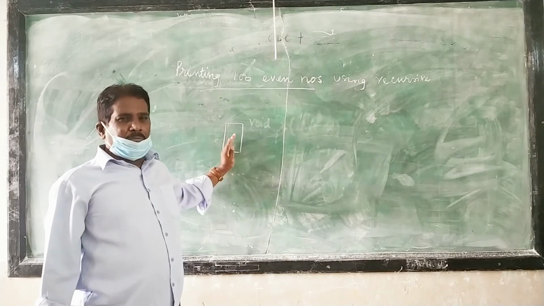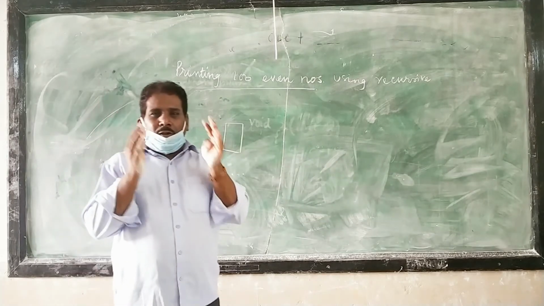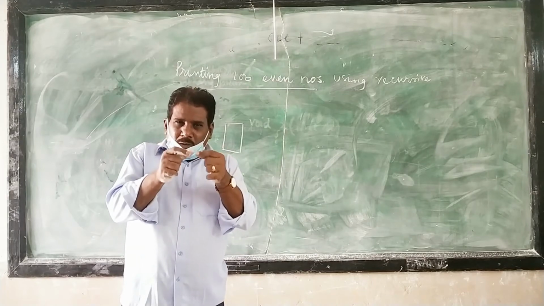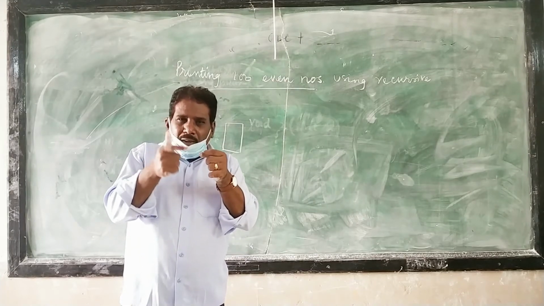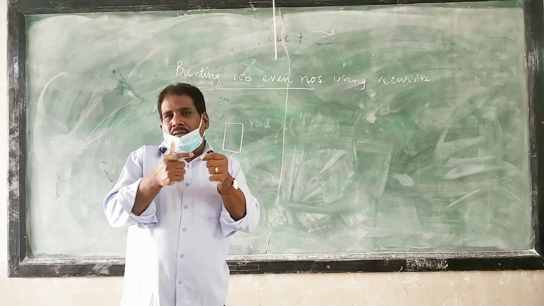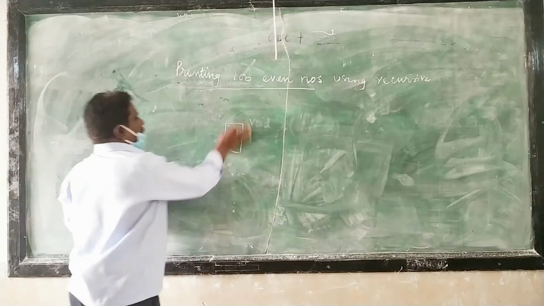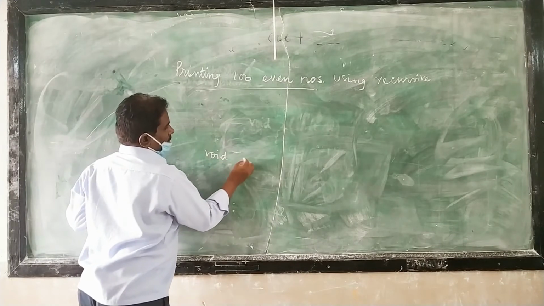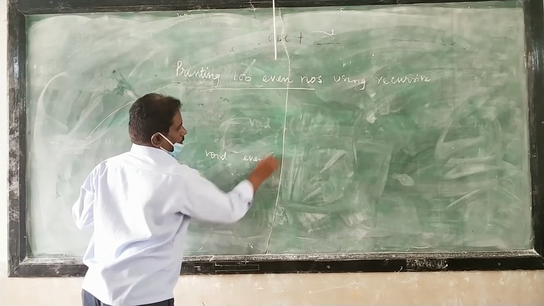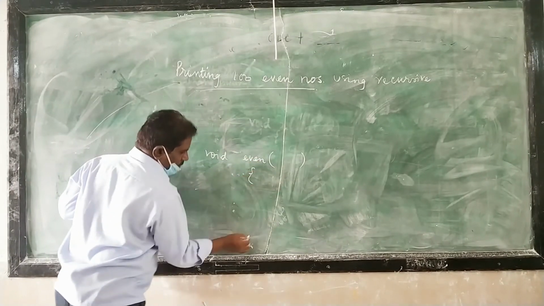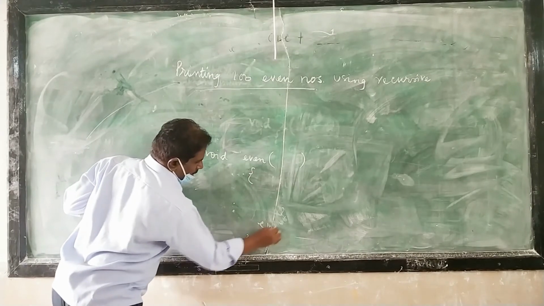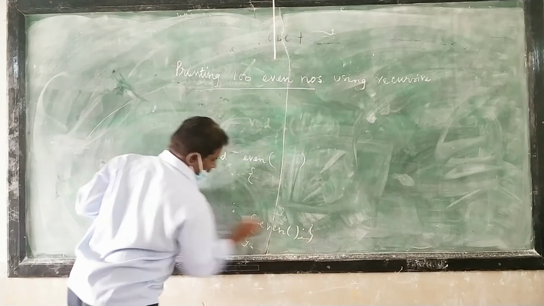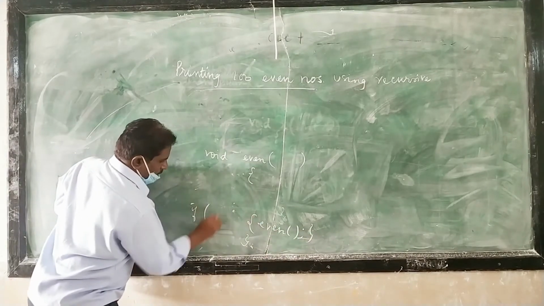It means we are going to make one recursive function. In that we will arrange the code. That code is going to get repeated 100 number of times, isn't it? So we are going to arrange one code, void even. That code is going to be repeated 100 number of times, with an if condition.